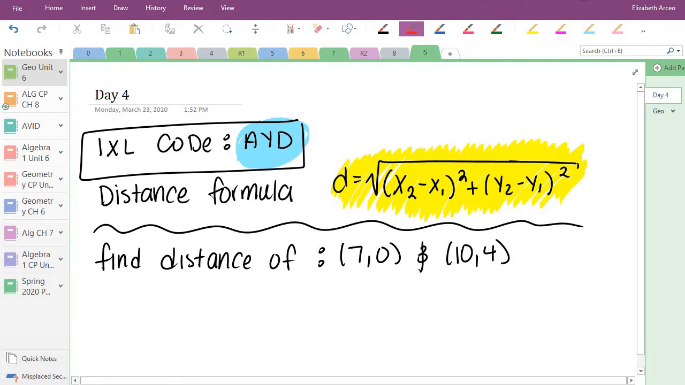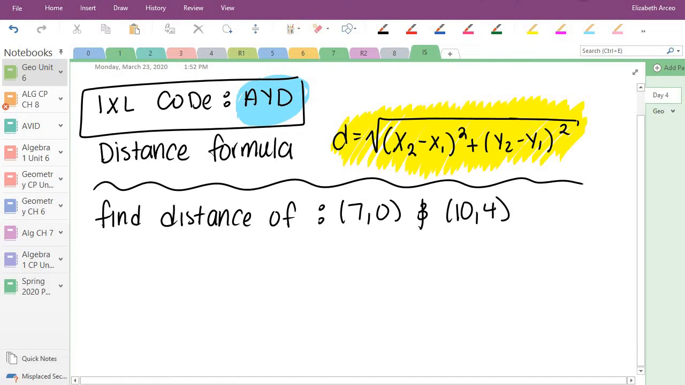Okay, so today you're going to be finding the distance between 2 points. The IXL code is AYD, and the formula for the distance is equal to the square root of the difference of your x values, squared, added to the difference of the y values, squared. So the first example is finding the distance between 7, 0 and 10, 4.